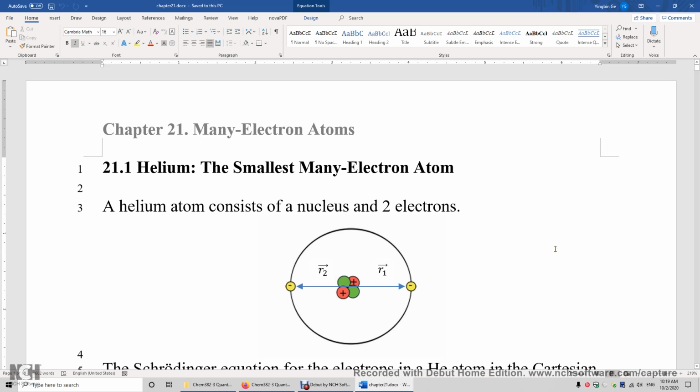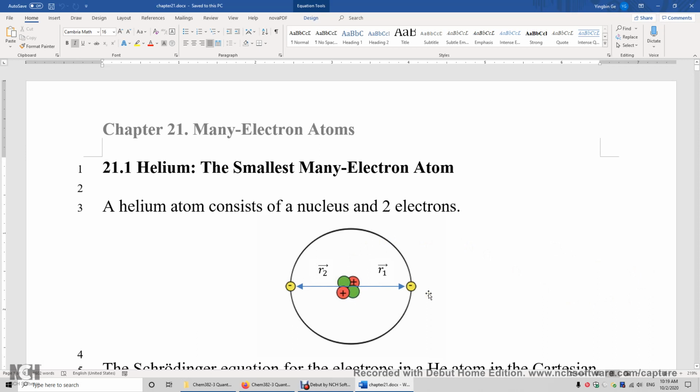This is Physical Chemistry, Part 3, Quantum Chemistry, Chapter 21, Many Electron Atoms, Section 21.1, Helium, the smallest many electron atom. In quantum mechanics, when we say many electron, that means two or more electrons. A helium atom consists of a nucleus and two electrons. So we have two protons in the nucleus, and then two electrons outside the nucleus.